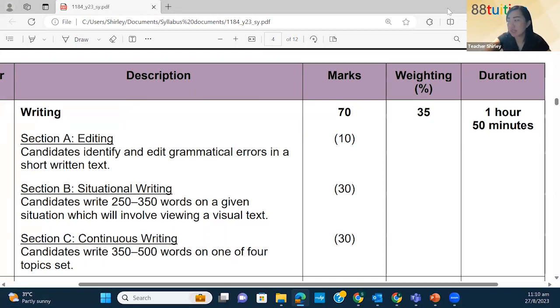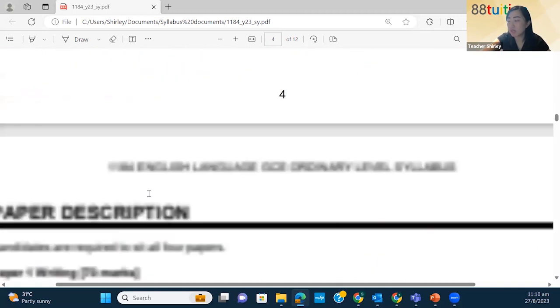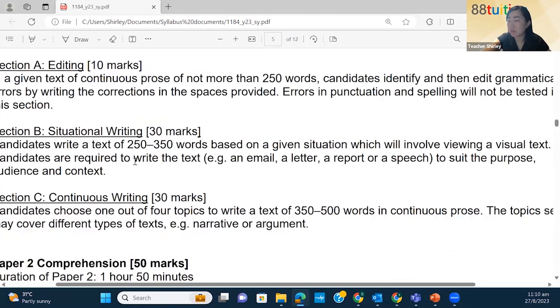Okay, so situational writing is this. We will talk about continuous writing the next time round when we're doing writing, but not for today. Today we'll focus on situational writing. I think you know your expectations, right? What are the expectations of you for situational writing?